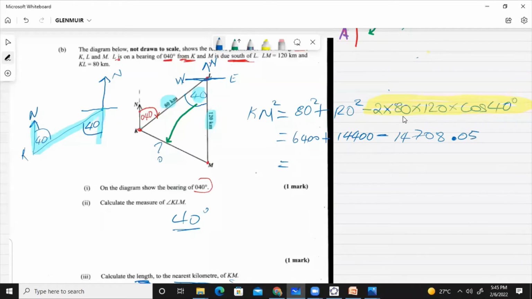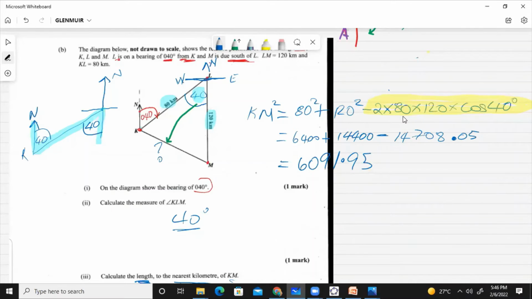Let's put it together now. We're going to be adding 6,400 plus the 14,400, right? And then we want to subtract from that 14,708.05. All right. Tell me if you get 6,091.95. Just tell me if you get that. All right.